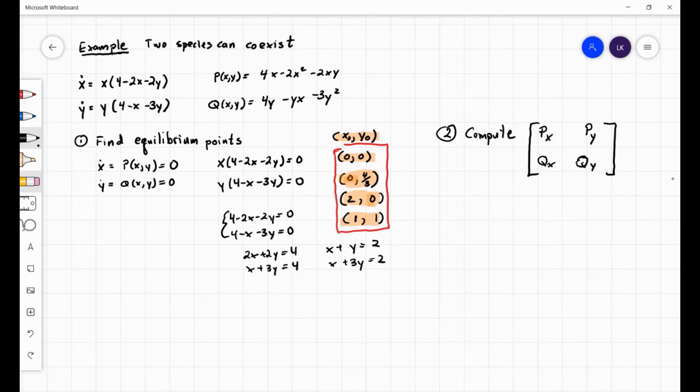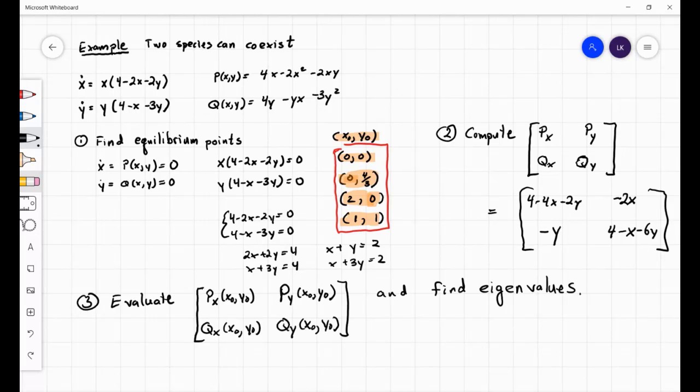Next, we want to compute this matrix of derivatives so as to be able to classify the equilibrium points as stable or unstable. Derivative of p with respect to x, derivative of p with respect to y, derivative of q with respect to x, derivative of q with respect to y. So now we're ready to evaluate our matrix at the critical points and find the eigenvalues so as to classify the equilibrium points.